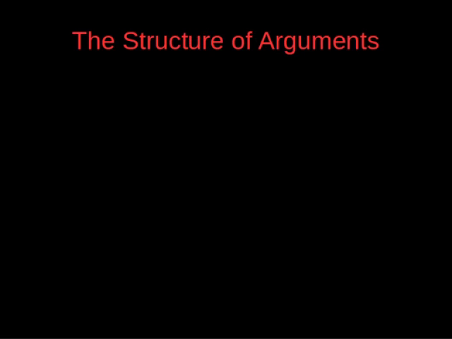So, the structure of arguments. An argument consists of premises and a conclusion, and you go from your premises to your conclusion via certain logical operators. For example, suppose you have the premise P and the premise Q. Well, you could conclude from that P and Q by the simple rule of conjunction.